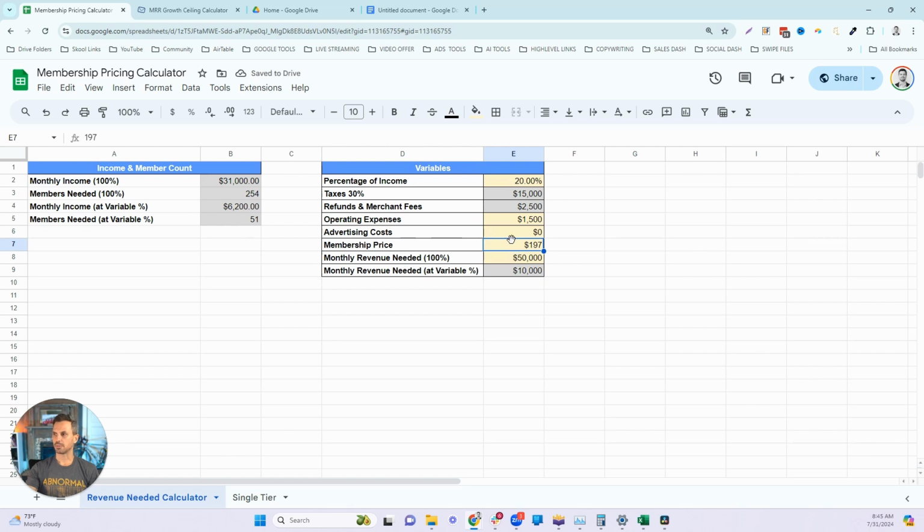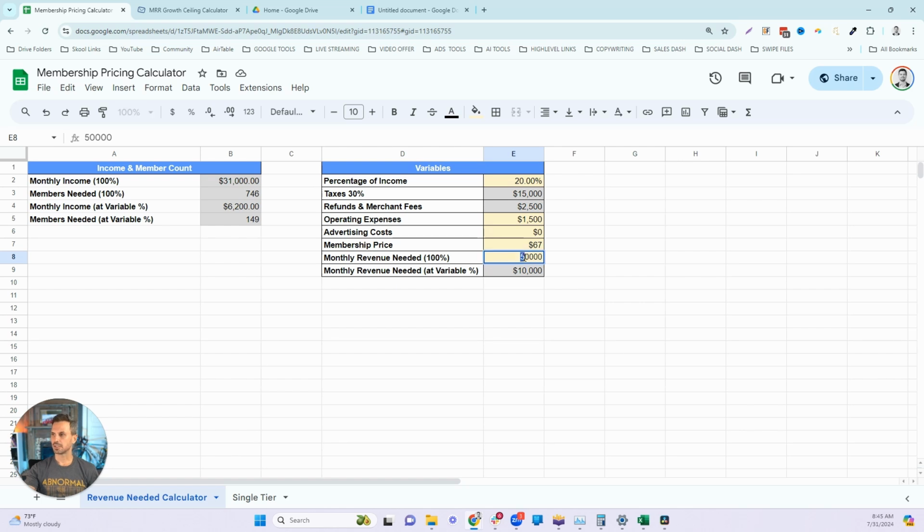Then we want to set our membership price. Now, we launched our membership to founding members at $67 a month. So I'm going to plug that in as my number here. And then what we're going to do now is start playing with the revenue number over here and try to get this monthly income at 100% to what we need to bring in, that income target that we're looking for. So let's just say, for round numbers' sake, I want to bring in $10,000 in income each month. So I need to play with this number to get the monthly income over here to $10,000.